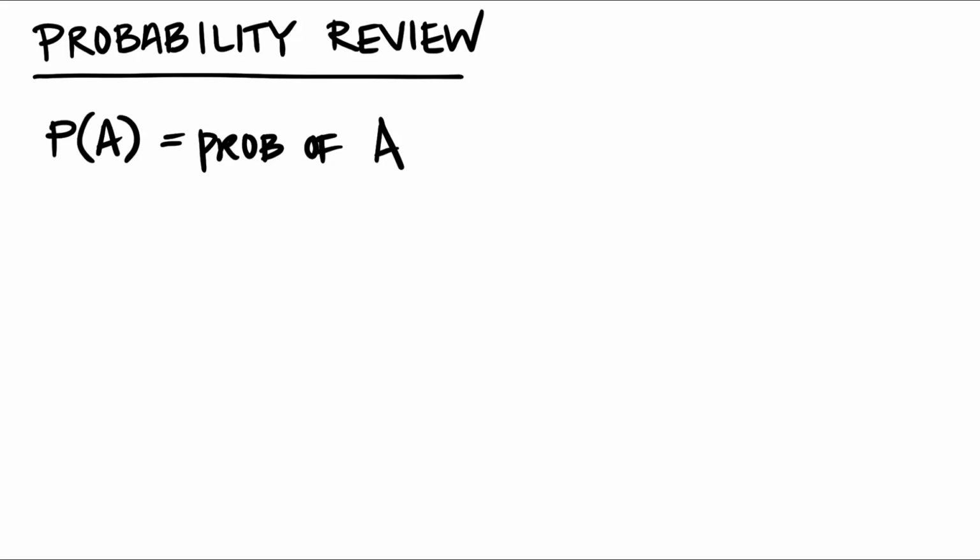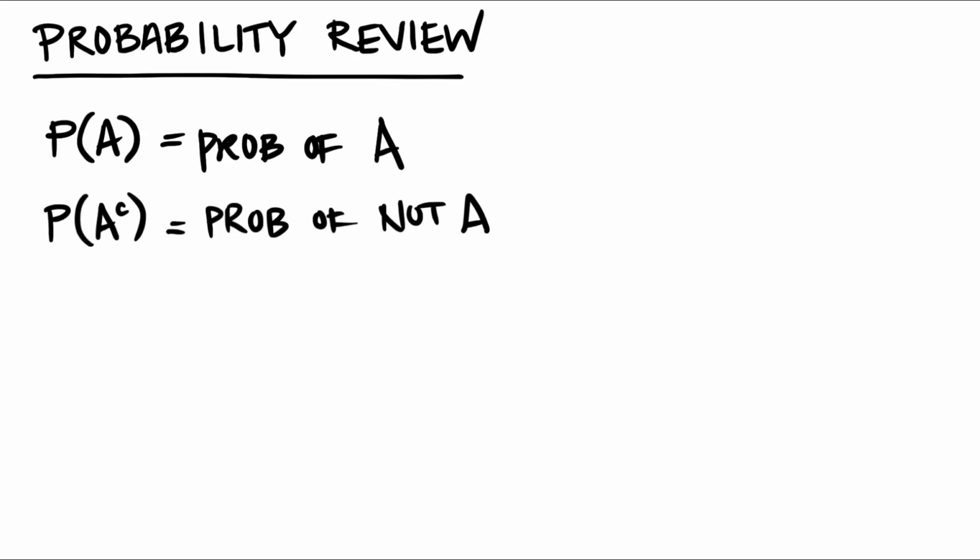Whatever. We got this complement notation, which is the probability of not A. And then we got this formula that I'll never give you on a test, but this idea that it's just 1 minus the probability of A.